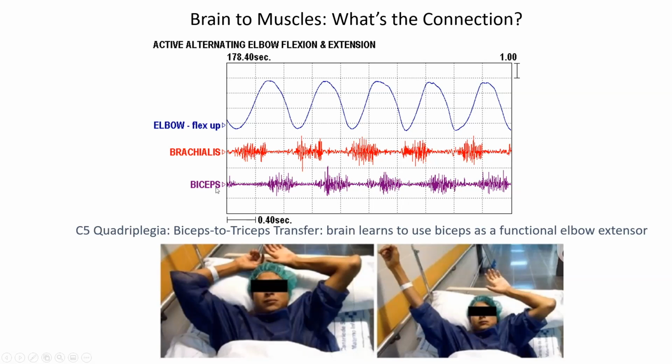How does that work? Well, this is a record from a person with C5 quadriplegia. And there was a biceps to triceps transfer, so that the biceps was taken away on the flexor side and then attached onto the distal end of the triceps, which goes into the olecranon. And now the biceps mechanically is in position to extend the elbow. And this doesn't happen immediately after surgery. A period of training in occupational therapy is necessary, but the brain learns to use the biceps as a functional elbow extensor.